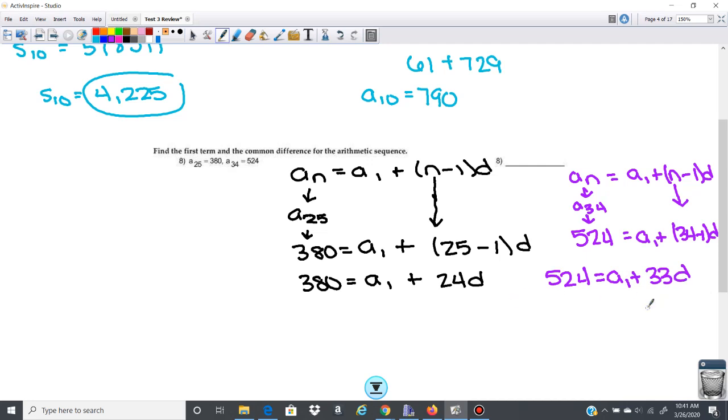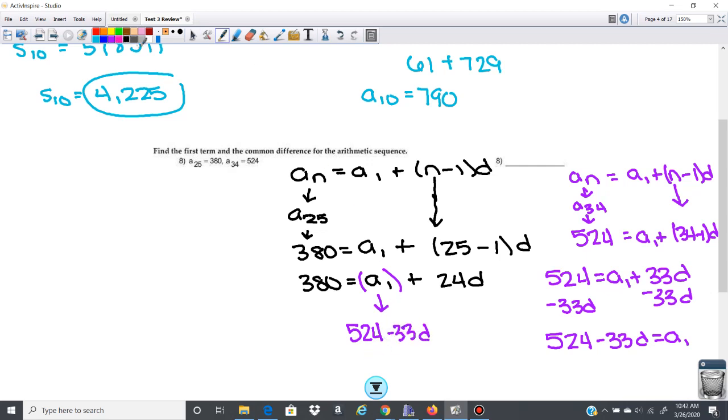Now I have a system of equations, so I can do either elimination or substitution. Let's say I take this equation and solve for a sub 1. I subtract the 33d and get 524 minus 33d equals a sub 1. I'm going to plug that into this equation for a sub 1. A sub 1 is 524 minus 33d. Then I'm going to bring down the 380 and the 24d.